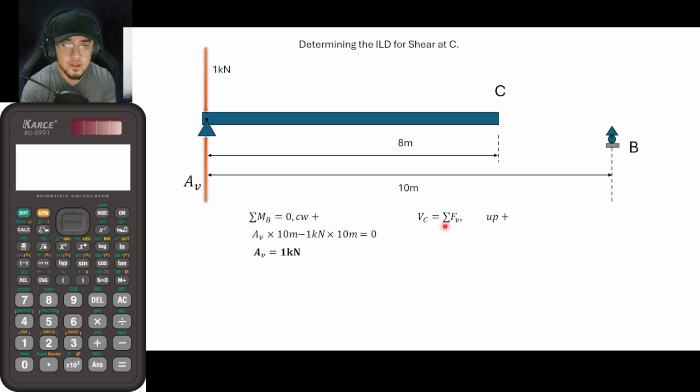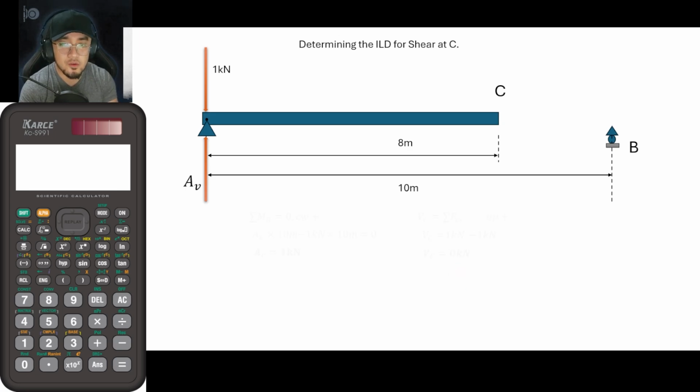So, summation of forces vertical, let us assume upwards positive. So, from that, guys, VC is now equal to, so what are the forces here? We have here AV, which is upwards, and that is 1 kilonewton, minus 1 kilonewton load, which is downwards. So, from that, VC is now equal to 0. So with that being said, guys, if the load is located here, it means that the shear experienced at this point is equal to 0.